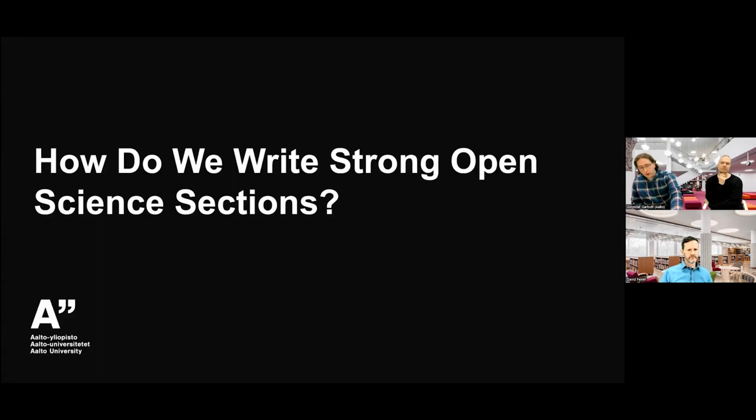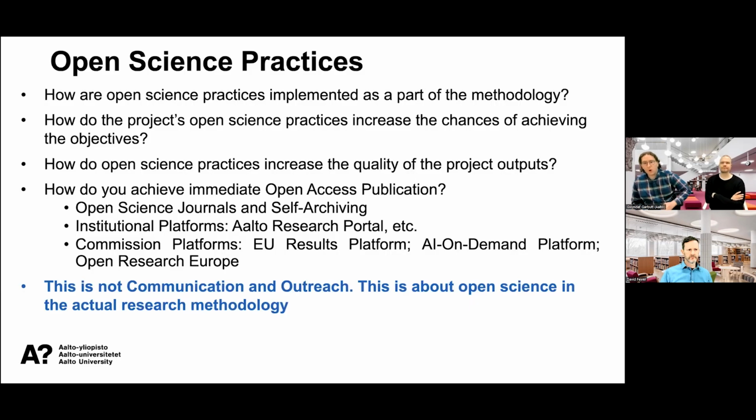Okay, so now that we know where to write about it, how do we write strong open science sections for Horizon Europe? So in the piece on open science practices, the concern here in methodology is, again, to explain how open science practices contribute to and increase the excellence of the research design and the research outcomes. That's why it's in the excellence section. So they want to see how the open science practices are implemented as part of the methodology of the project. So this is not a communication and outreach plan. There's a specific place for this. This is about the open science in the actual research methodology.